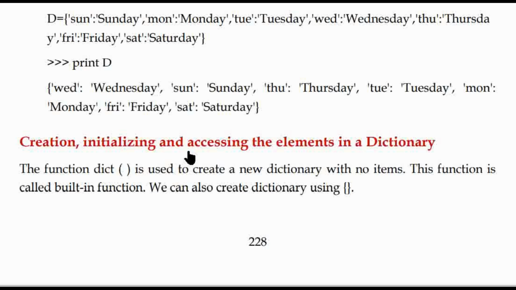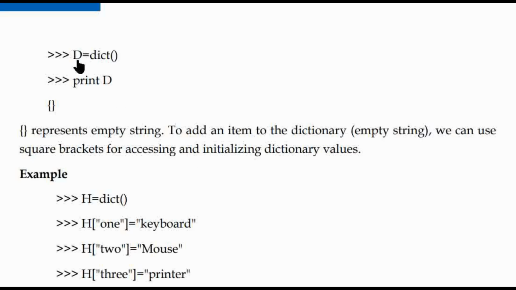Creation, initializing and accessing the elements in a dictionary. The function dict is used to create a new dictionary with no items. This function is called a built-in function. We can also create a dictionary using curly brackets. D, the dictionary function is called and it is assigned to D.